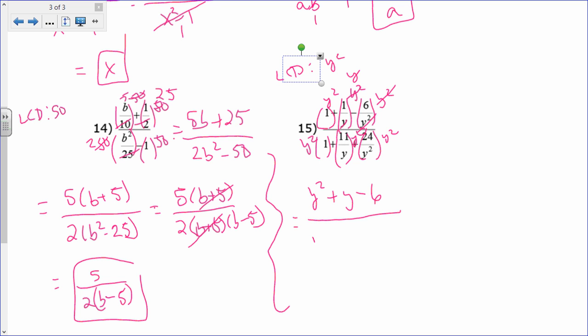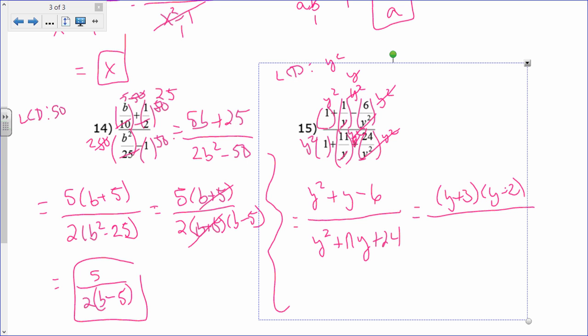All over, the y squared has nothing to cancel with. This y squared becomes a y, so it's plus 11y. And here the y squareds go, so it's plus 24. This is factorable, so it's y plus 3, y minus 2. And in this denominator, y plus 8, and y plus 3. My y plus 3's cancel out, and so I'm just left with y minus 2 over y plus 8.